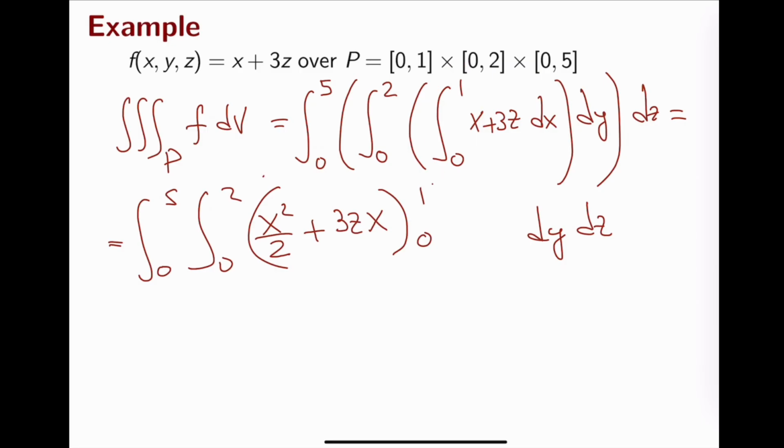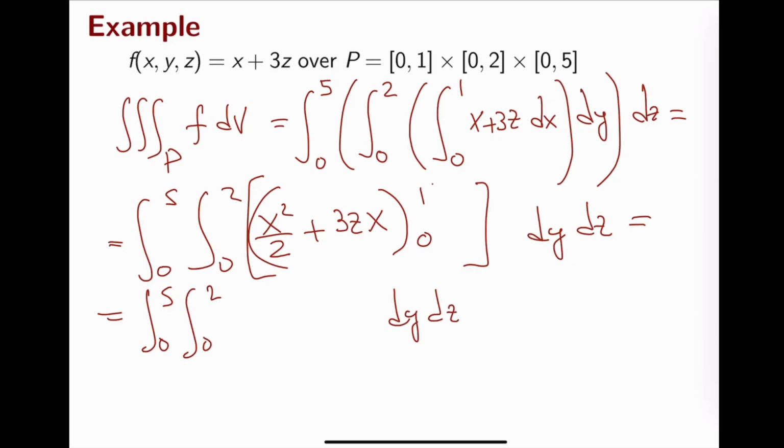Okay, so this is the integrand here. Let's solve this and keep these two integrals, dy dz, for the end. Let's evaluate this at 1 and at 0. Evaluated at 1, this is going to be 1/2 plus 3z, right? 3z multiplied by 1 minus 0, so it's just this. Now the next integral is going to be this integral with respect to y.